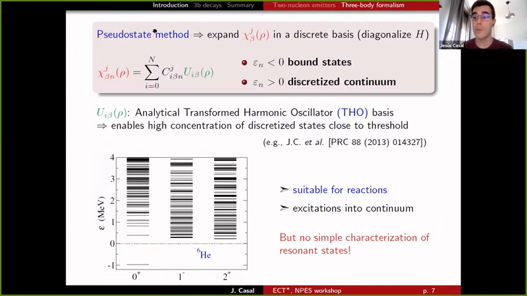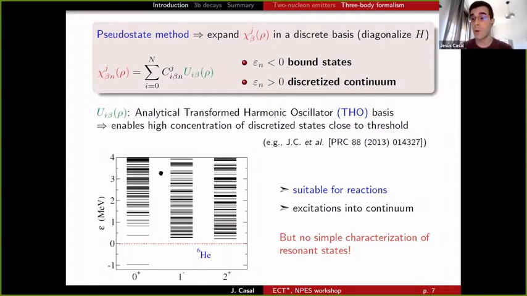That means that instead of solving these equations with proper boundary conditions, we diagonalize the Hamiltonian in a given basis. And this leads to an eigenvalue problem. In general, we will get some negative energy eigenvalues representing the bound states and some positive energy eigenvalues that represent the discretized continuum, a discrete representation of the continuum. For this kind of approach, you can use the basis that you want in your expansion, but I'm from the Seville group, so we use the analytical transformed harmonic oscillator basis, which has very nice analytical properties, although I will not discuss the details today.